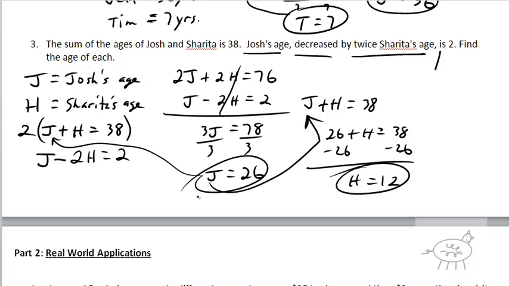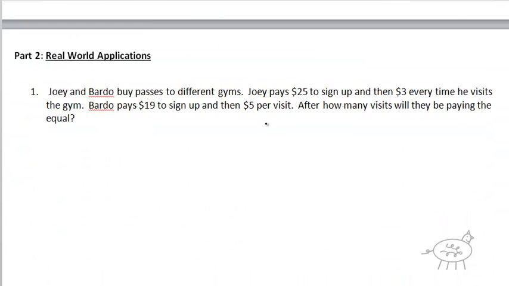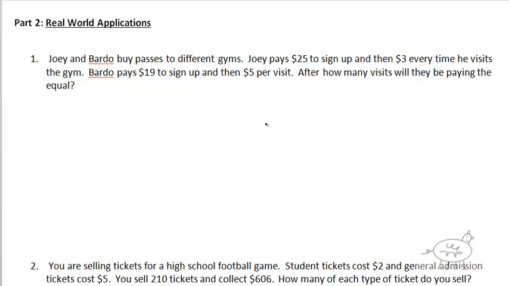Okay, so I have Josh. Let me just write this over here. Josh is 26 years old, and Sharita is 12 years old. Okay, not bad. So this is a little bit different type of application.